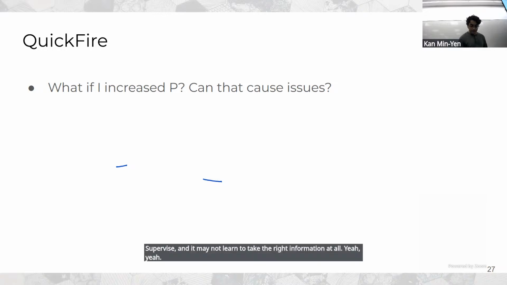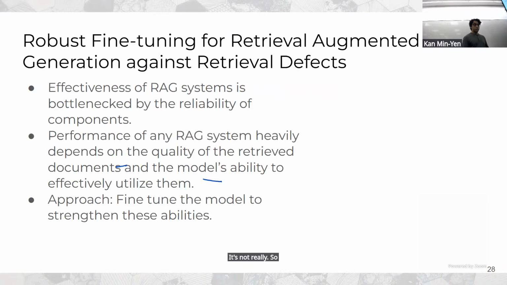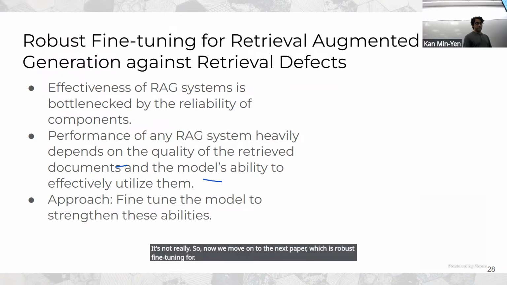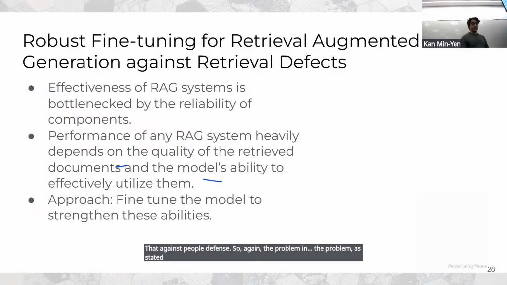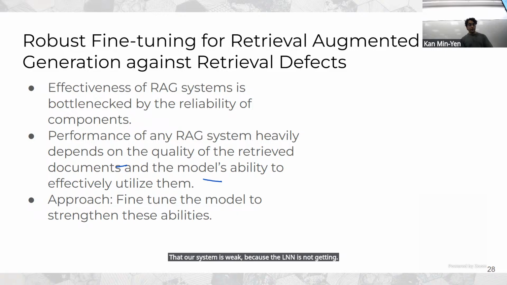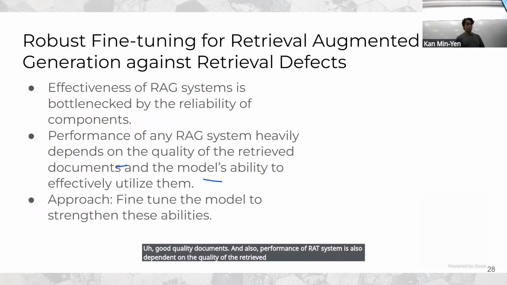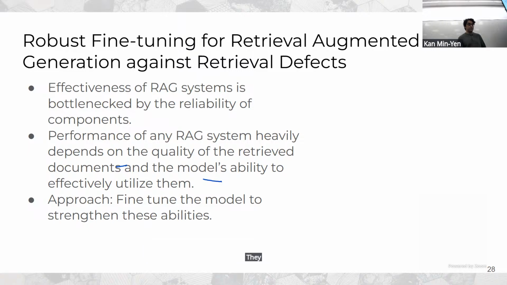Yeah, exactly. So now we move on to the next paper, which is robust fine tuning for RAG against retrieval defects. Again, the problem as stated previously was that the effectiveness of RAG systems is bottlenecked by the reliability of the components. If your retriever is weak, the RAG system is weak because the LLM is not getting good quality documents. And the performance of a RAG system also depends on the quality of the retrieved documents. Let's say that I put vague and inaccurate documents in a RAG and I say that this should be accurate enough, but obviously it won't be.